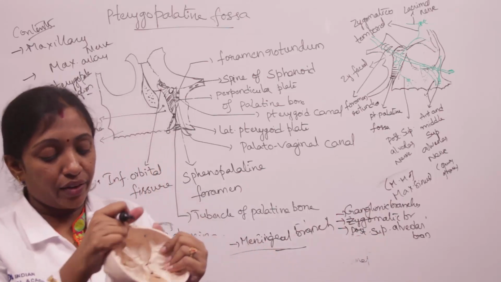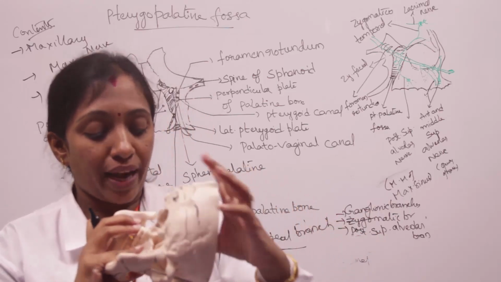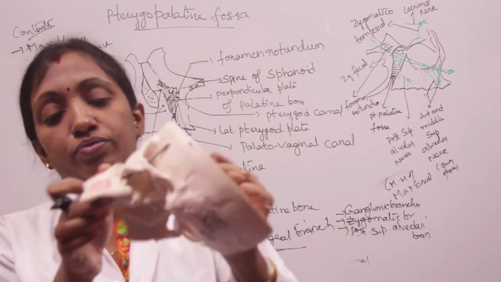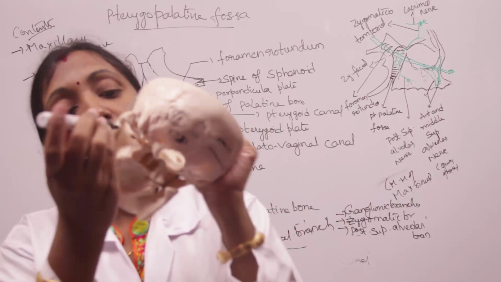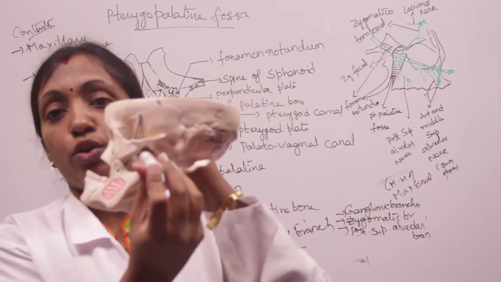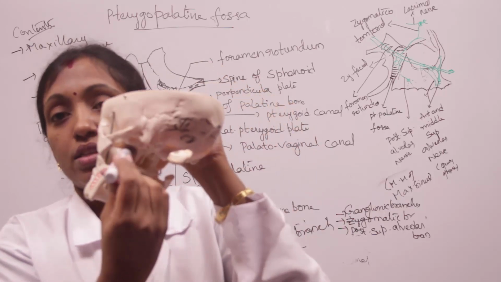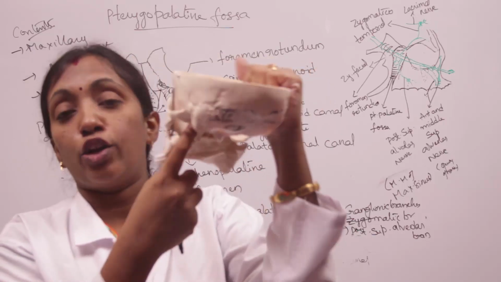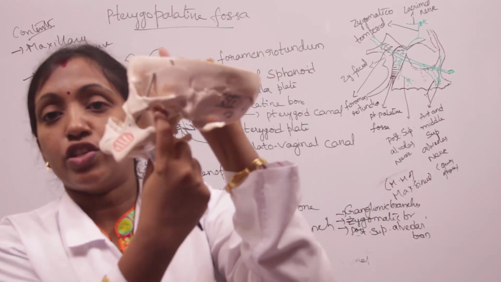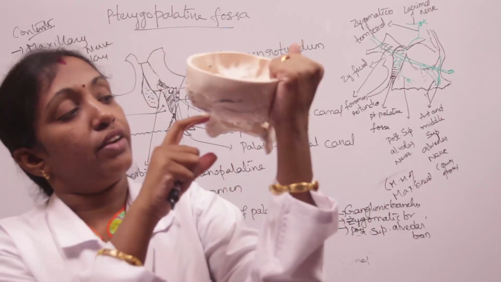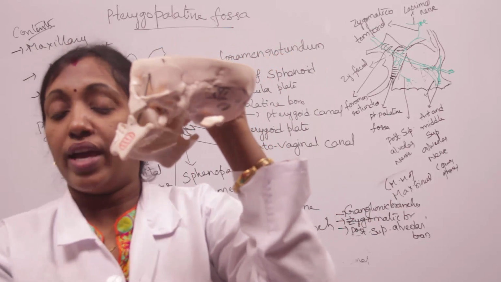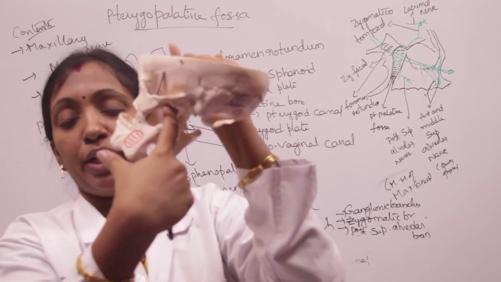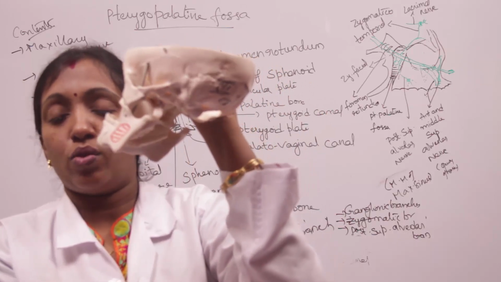We can see the pterygopalatine fossa here. See, look here, this is the pterygomaxillary fissure, which communicates the infratemporal fossa with the pterygopalatine fossa. Deep to the pterygomaxillary fissure, we have the pterygopalatine fossa.